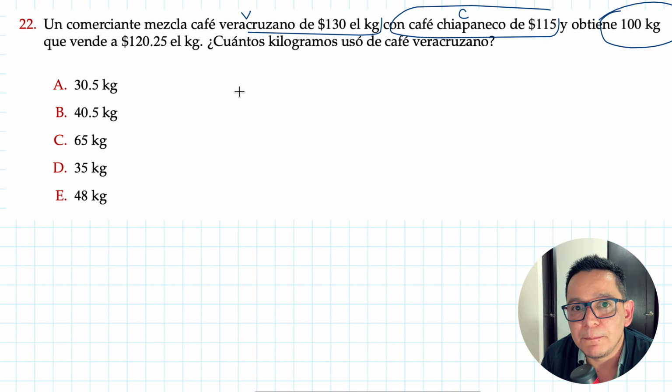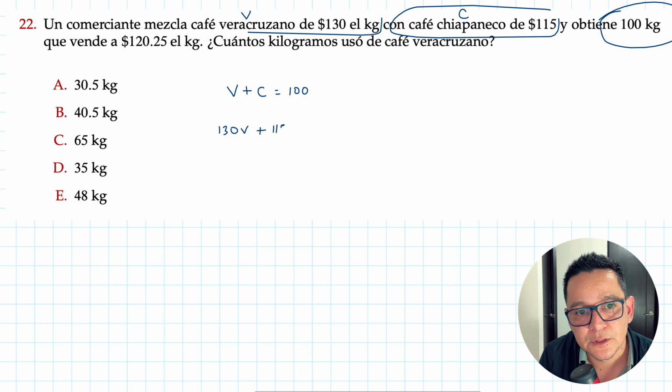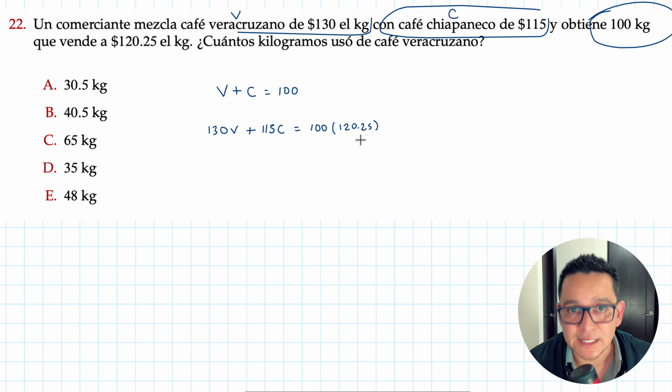Next, let's set up an equation for cost. Veracruz coffee costs 130 per kilogram. Therefore, I'm going to put 130 for the kilos of Veracruz coffee we will represent with the letter V, plus Chiapas coffee costs 115 for the kilograms of Chiapas coffee we have. This needs to give me 100 kilograms for the price we're selling each kilogram for, right? So in this case, it's 120.25. That's it. We can work with this one now.